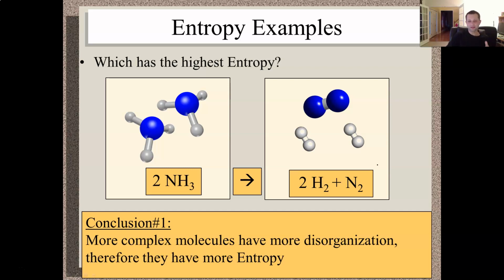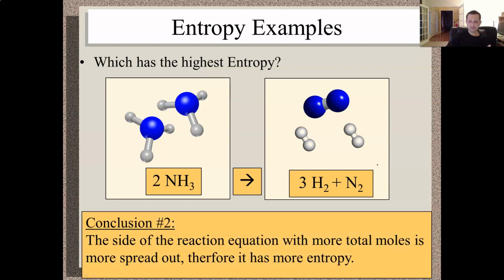But one of the rules I tend to go off of when you look at a chemical reaction is actually conclusion number 2. And conclusion number 2 says the side of the reaction equation with the more total moles is more spread out. And these are gases, right? So all of these are gases here. So this is especially true. Okay. Therefore, it has more entropy. All right. So we have 4 moles of gas on the product side. We have 2 moles of gas on the reactant side. So I would tend to say here that the 3H2 plus N2, if you look at the balanced equation here, that is going to be more disordered, okay, and have a higher entropy value than the 2 NH3, the 2 moles of NH3 on the reactant side. All right.